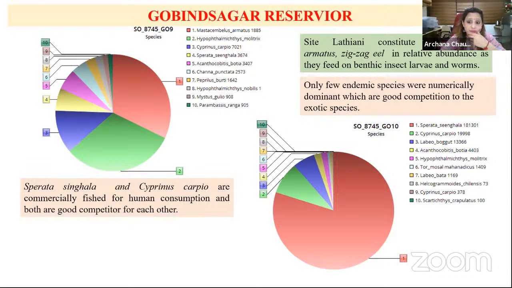So in the Gobind Sagar Reservoir, there were a few endemic species also which were in good competition with the exotic species.